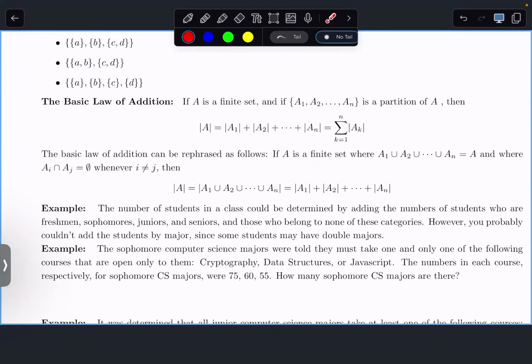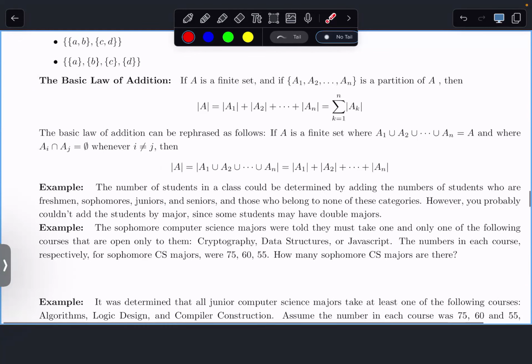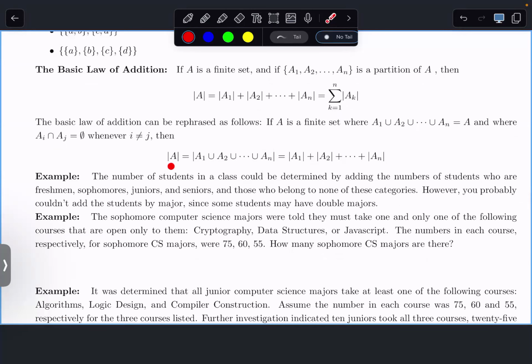We can rephrase it in terms of the union. The union of A_1, A_2, all the way up to A_n has to be A. And as long as there's no overlap in these partitions, then the cardinality of all these together is the same thing as the cardinality all added up together. It's the same as before.